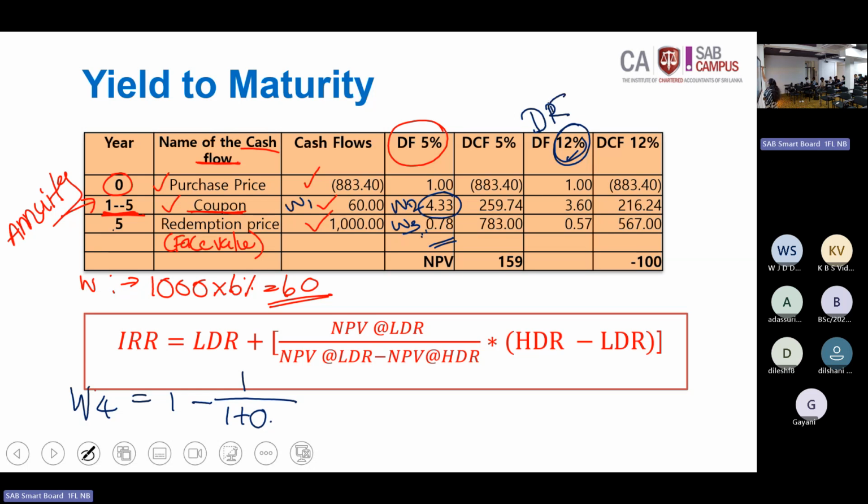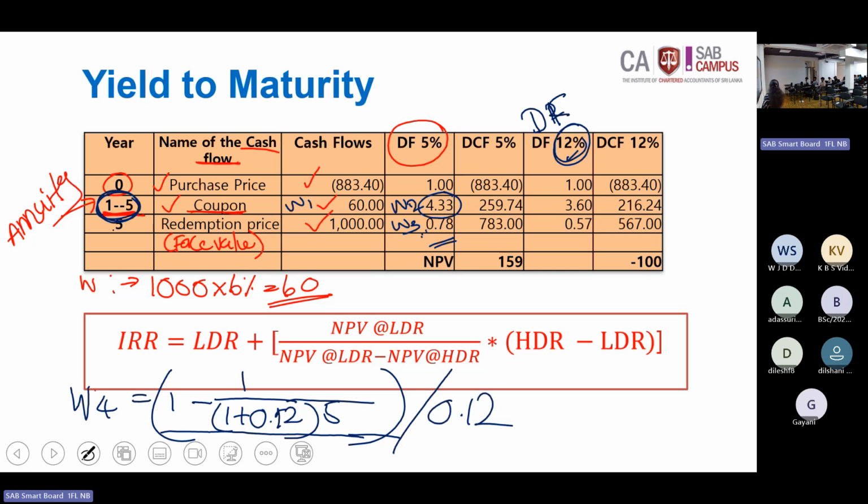What is the discount rate? The discount rate is 12%, 0.12, to the power of how many years? During a 5 year period. We are finding the annuity factor for 5 years. So therefore to the power 5, and the entire formula should be divided by 0.12.